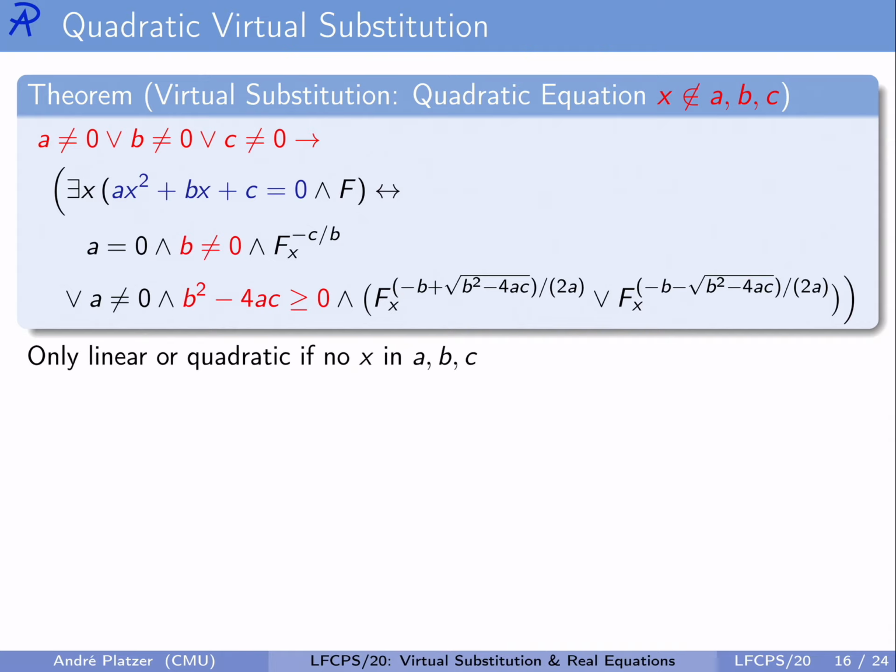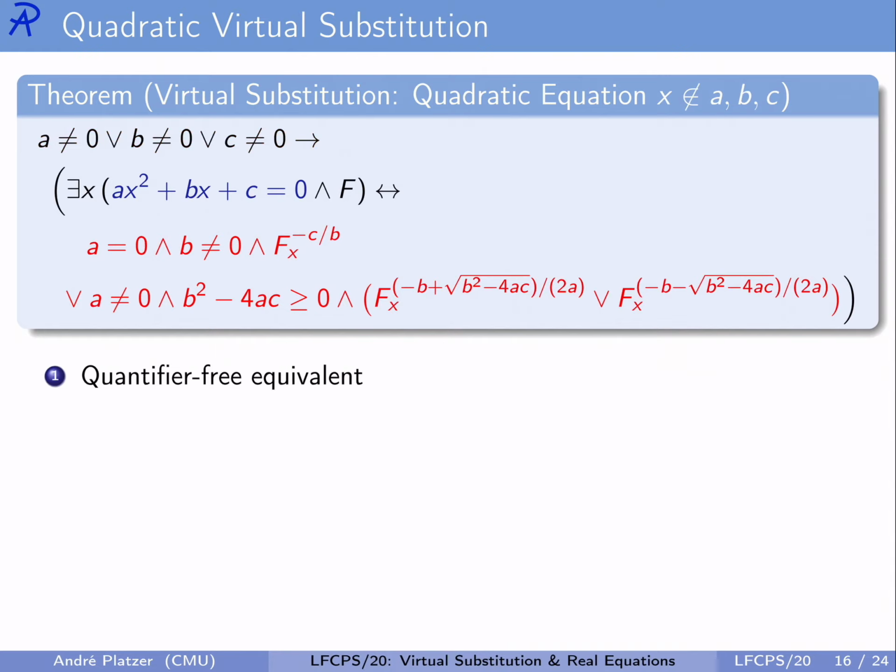Of course, the whole thing only really works if a, b and c are really not mentioning the variable x, because otherwise it wouldn't actually be a linear or quadratic equation. It would just have been an inappropriately written higher degree equation. So we have now, under these conditions admittedly, a quantifier-free equivalent to the blue formula here, which is great. The problem is just on the size of the formula, because we're talking about square roots of big and complicated polynomials here.